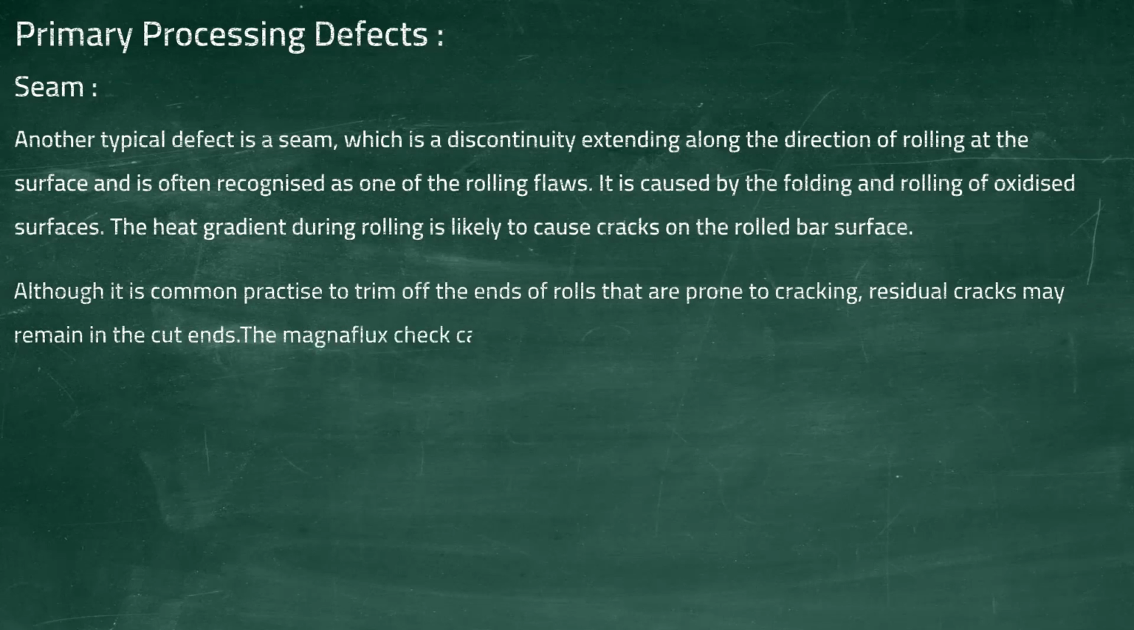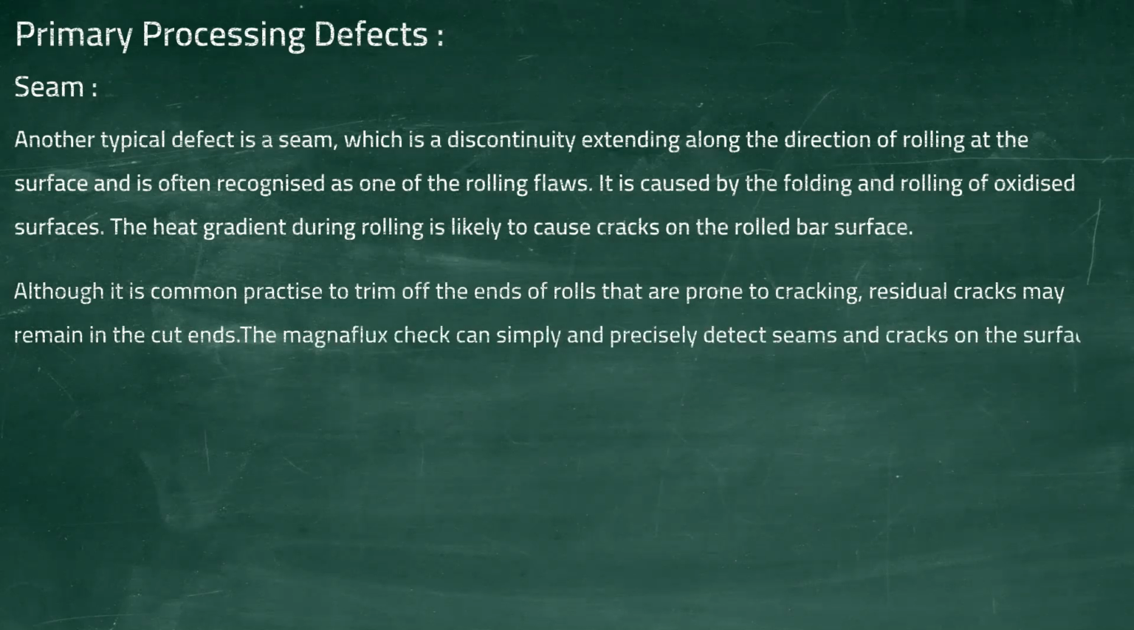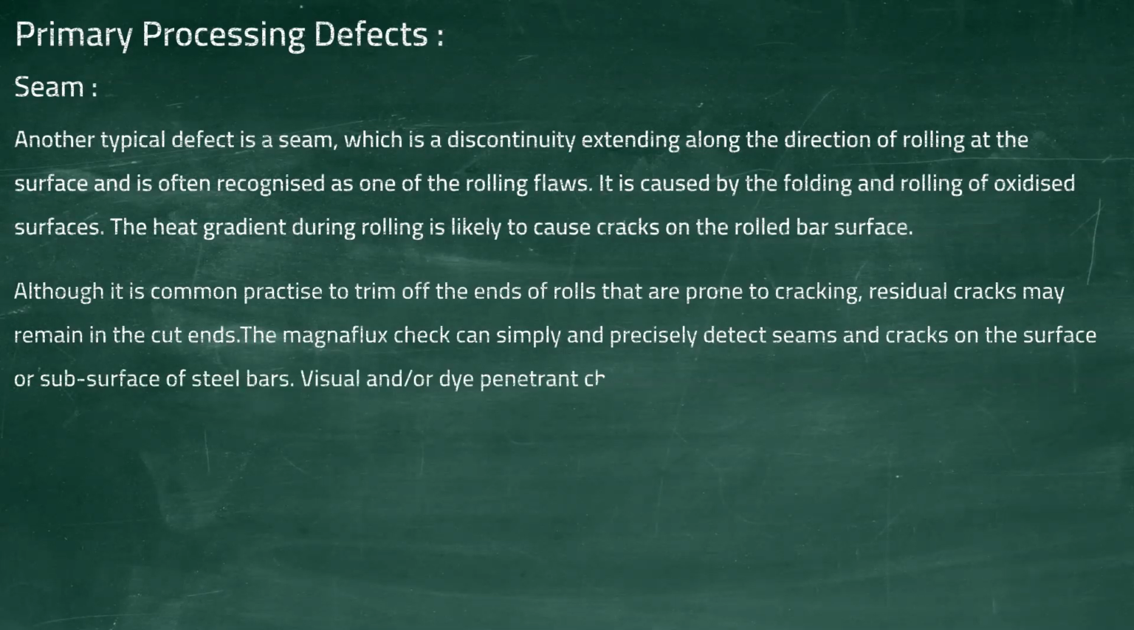The Magnaflux check can simply and precisely detect seams and cracks on the surface or subsurface of steel bars. Visual and/or dye-penetrant checks, followed by light etching, disclose these faults in light alloy bars.